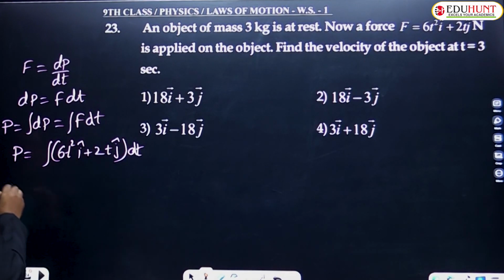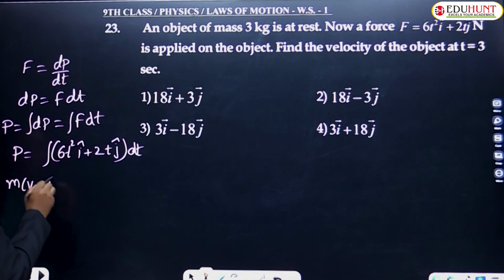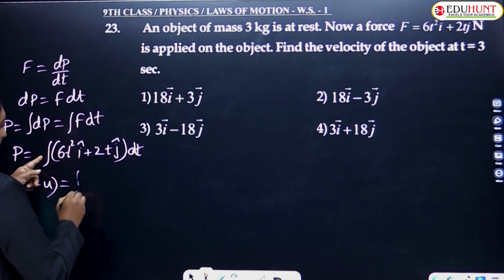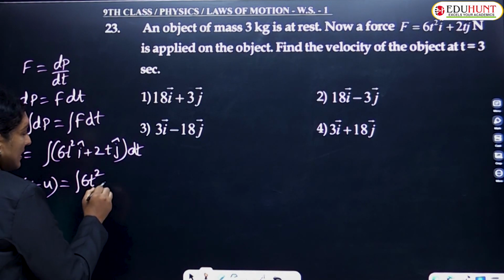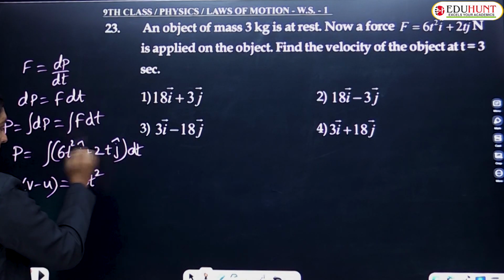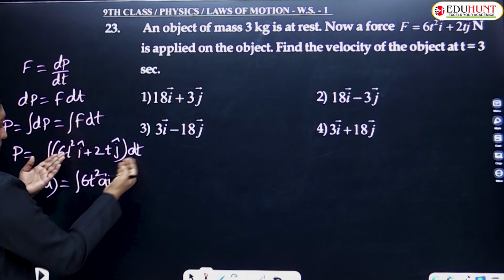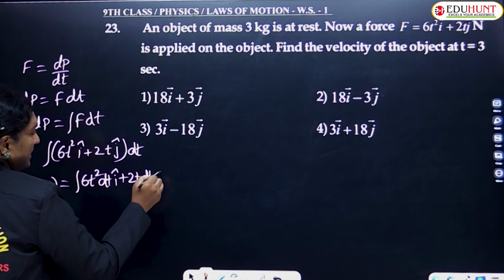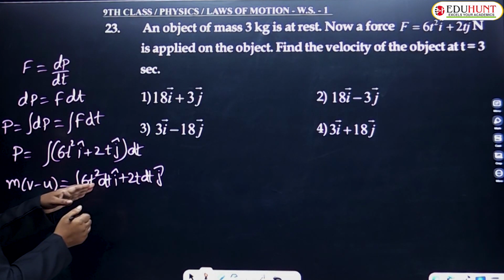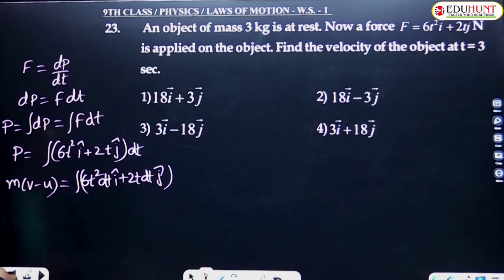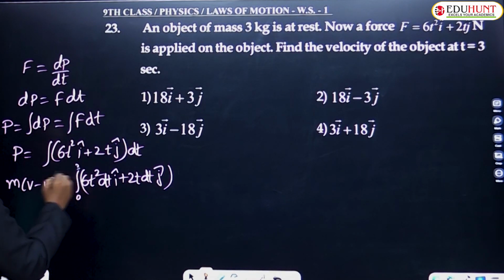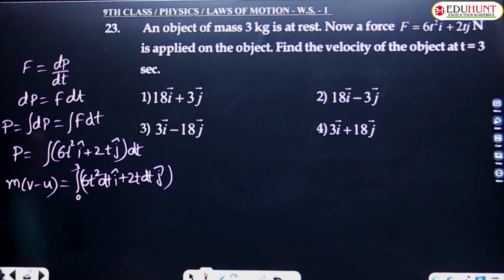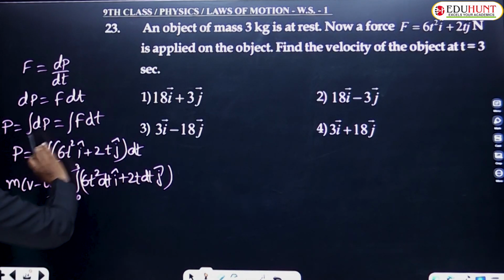Okay, children. Momentum can be written as m into v minus u, equals the integration for the whole entire term. So this integration is for both 6t square i cap and 2t j cap, and bringing the dt inside, it will be 6t square dt i cap plus 2t dt j cap. And up to what limit, children? The time is limited from 0 to 3 seconds, since we want the velocity of the object up to 3 seconds it has been acting. So integral from 0 to 3, for the entire term.